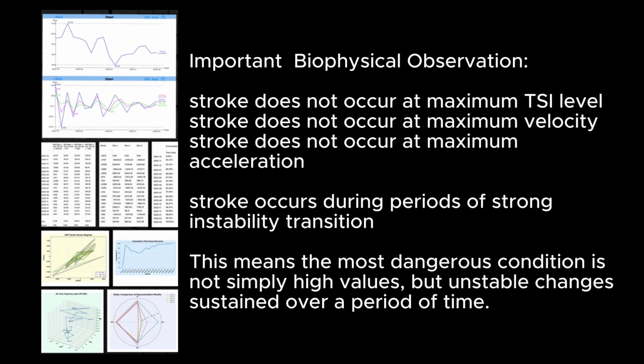Important biophysical observation: stroke does not occur at maximum TSI level. Stroke does not occur at maximum velocity. Stroke does not occur at maximum acceleration. Stroke occurs during periods of strong instability transition. This means the most dangerous condition is not simply high values, but unstable changes sustained over a period of time.